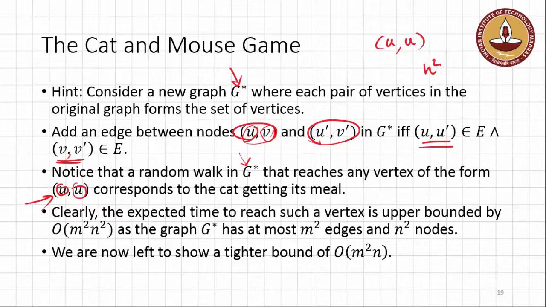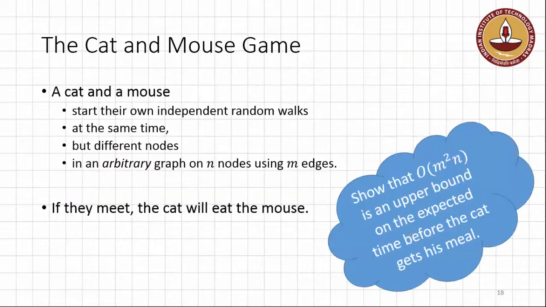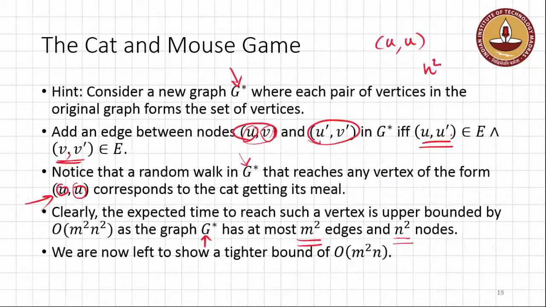Now, we reminded ourselves a little while ago that the expected time to cover the entire graph, and therefore also reach a vertex of the form (u, u), is going to be at most m squared n squared, because this graph G star has at most m squared edges, and we saw that it has n squared nodes. But we need to show something a little bit tighter. If you recall, what we need to show is that the cover time is m squared n. So we need to shave off a factor of n. How do we do that is the question.